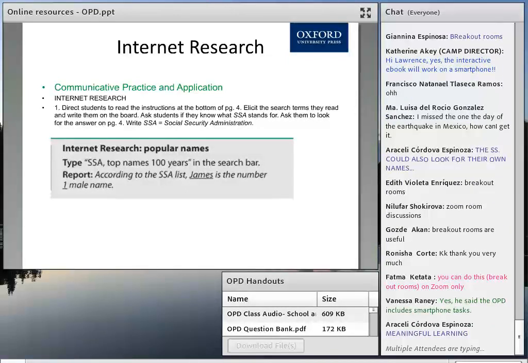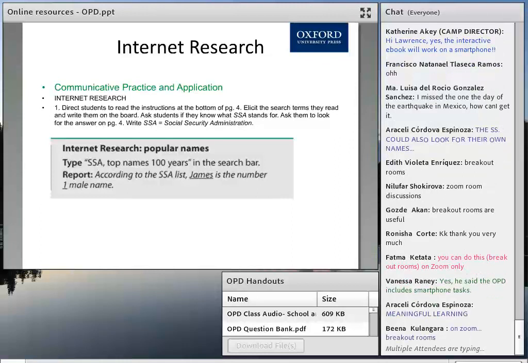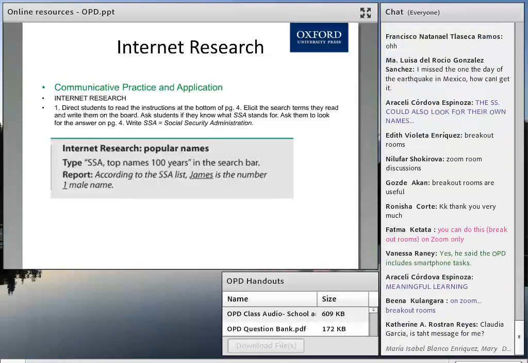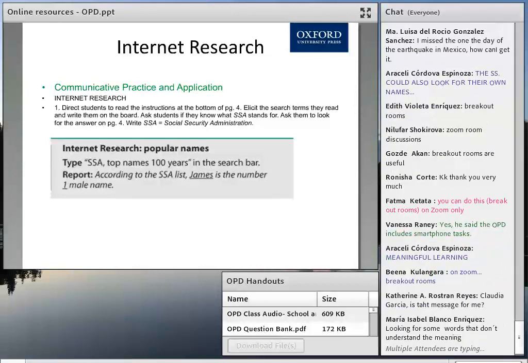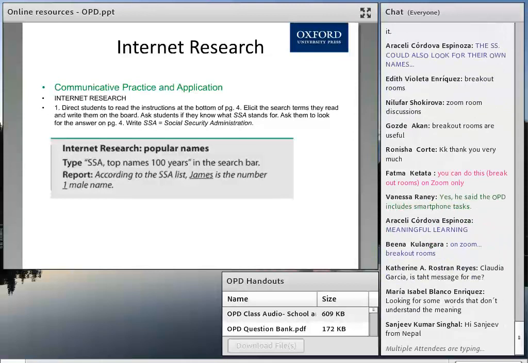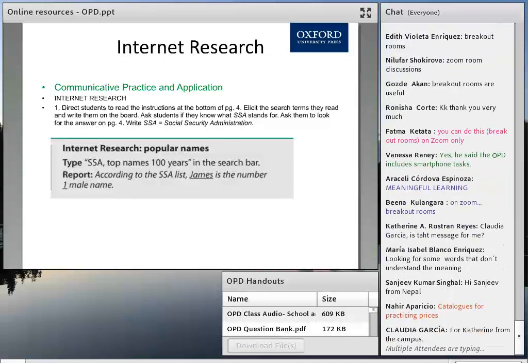And so I want to ask you, what else might you have students go look for if you want to work with some real world data? What questions might you ask, or what might you ask them to search for? What would be level appropriate for your learners?